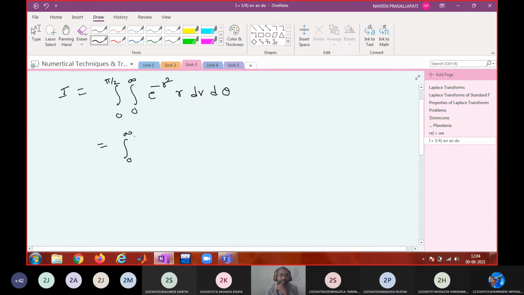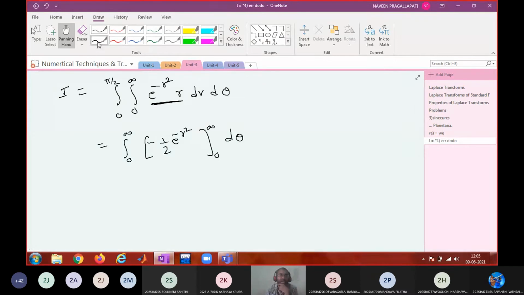So from 0 to infinity, what is the integration of e power minus r square into r dr? Is it not minus 1 by 2 times e power minus r square, with limits from 0 to infinity? You just differentiate. The derivative of e power minus r square is e power minus r square into minus 2r. Minus gets cancelled, 2 gets cancelled, leaving r dr. Minus 1 by 2 is taken outside. Upper limit gives 0, lower limit gives 1.